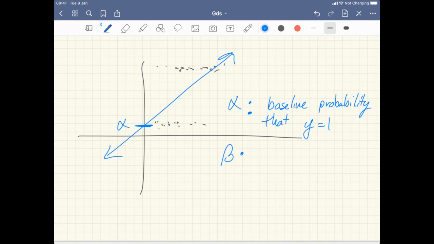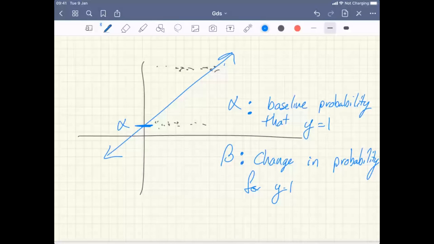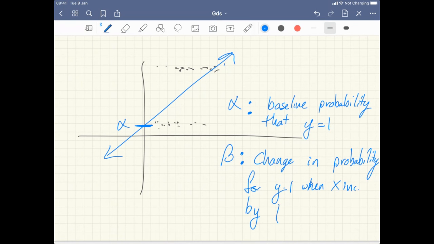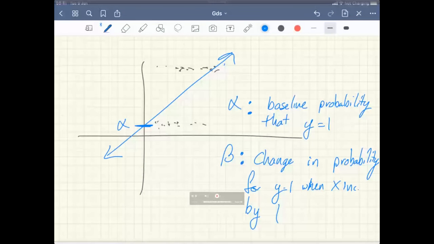And beta is still the change in probability for y being equal to 1 when x increases by 1. So the linear probability model always works like this.